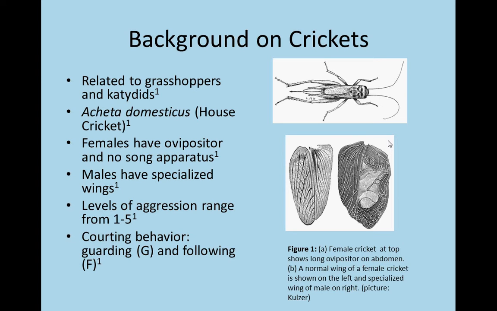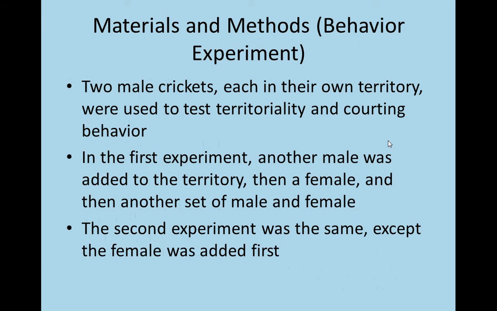Territoriality was rated on a level of 1 to 5 for aggression, 1 being mild contact between two males, in which neither male retreats or shows dominance. Courting behavior was reported by a G for guarding and an F for following.